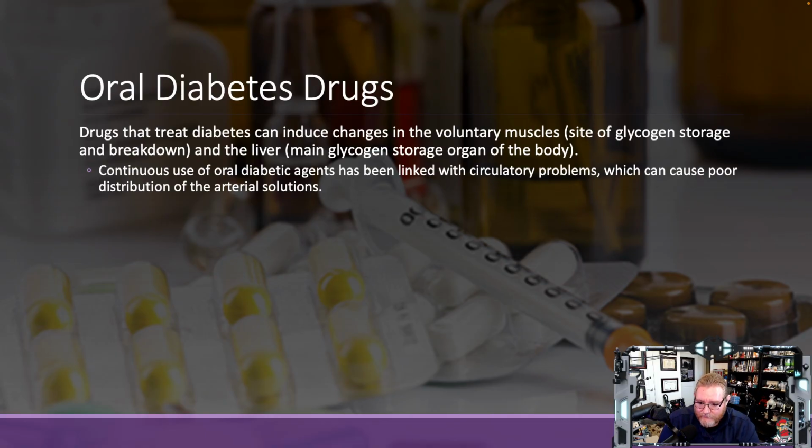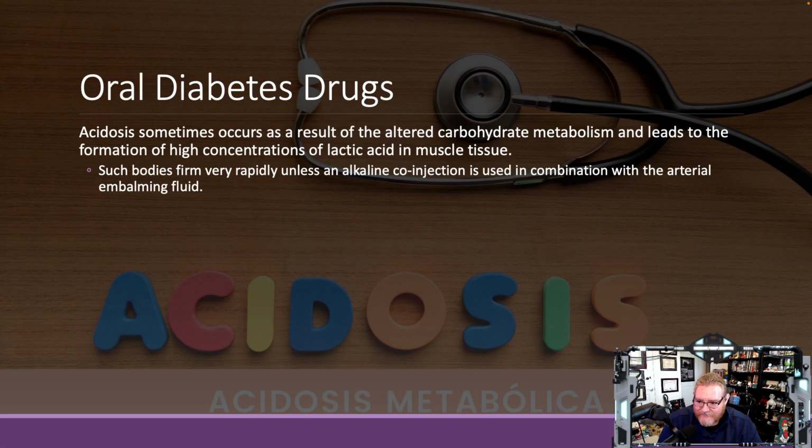Oral diabetes drugs. Drugs that treat diabetes can induce changes in the voluntary muscles and the liver. Voluntary muscles are a site of glycogen storage and breakdown, and the liver is the main glycogen storage organ of the body. Continuous use of oral diabetic agents has been linked with circulatory problems, which can cause poor distribution of the arterial solution. Acidosis sometimes occurs as a result of the altered carbohydrate metabolism and leads to the formation of high concentrations of lactic acid in muscle tissue. Such bodies form very rapidly unless an alkaline co-injection is used in combination with the arterial embalming fluid.